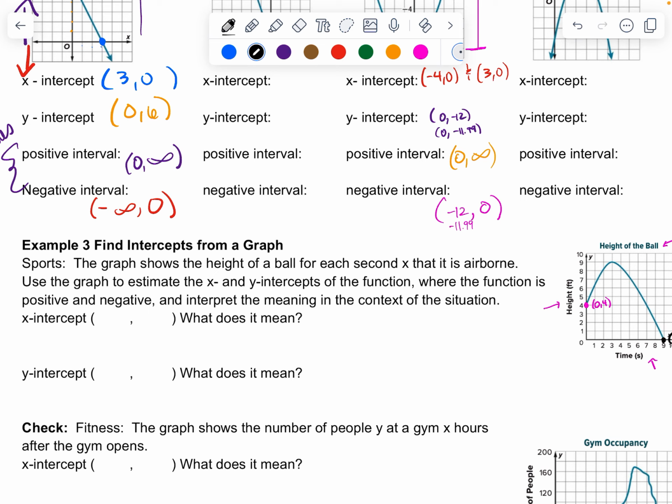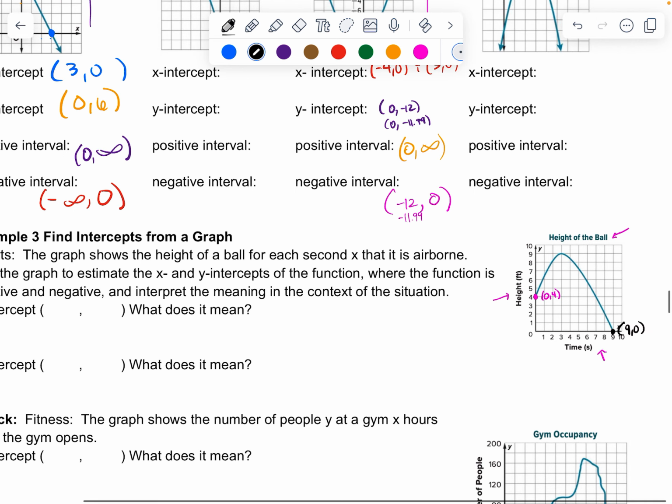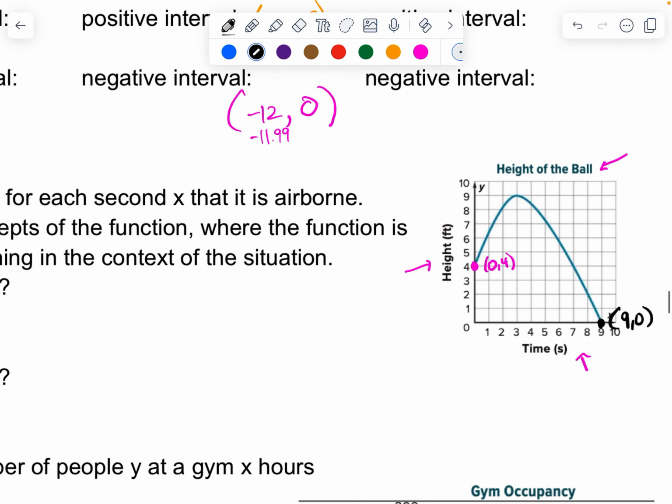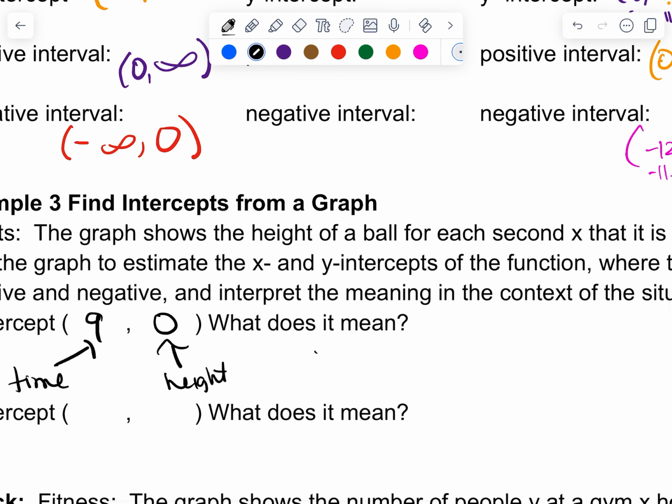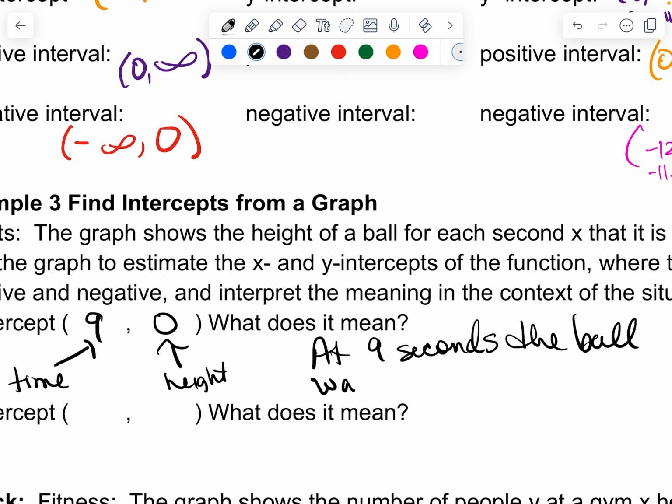Now let's look at this. The height of the ball, so I want the x-intercept. The x-intercept was 9, 0. So I'm going to come over here and write 9, 0. Remember that the x was talking about time, and this was talking about height. So what does this mean? It means at 9 seconds, the ball was on the ground.